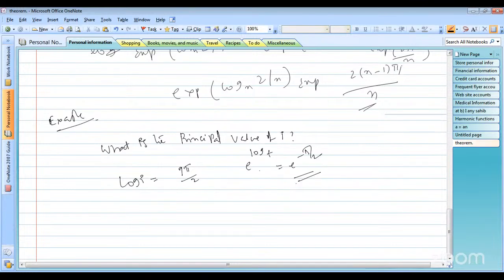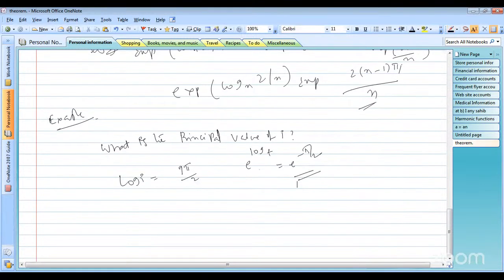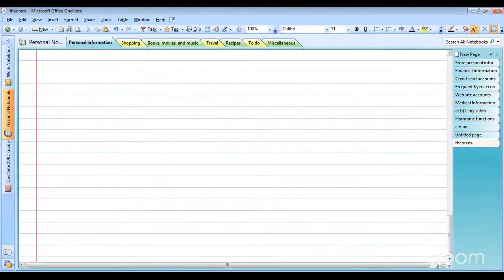Now we will go to another unit here. Another problem is: solve the equation cos z is equal to 2. Solve the equation cos z is equal to 2.